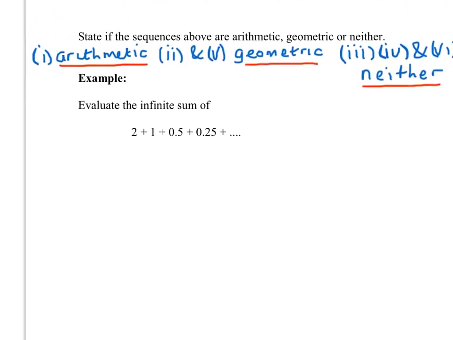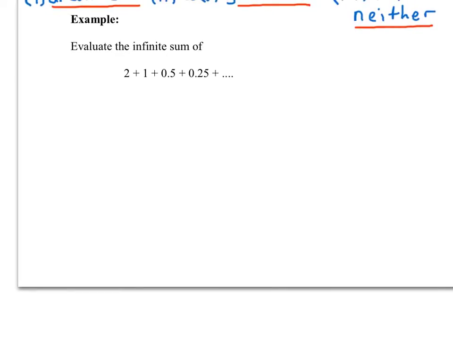Now let me move up here to do the very last part of this tutorial. Here we're looking at a series. Now, what is a series? Well, if you're given a sequence, then the sum of all the individual terms of the sequence constitutes a series. So this example asks, evaluate the infinite sum of 2 plus 1 plus 0.5 plus 0.25 plus all the way up. This is a geometric series.